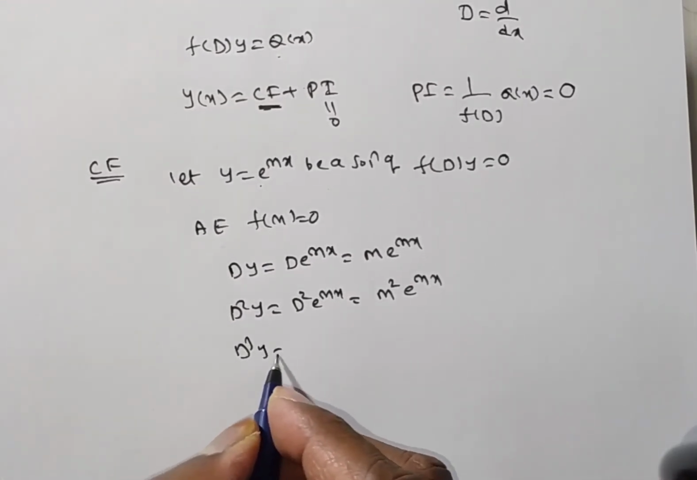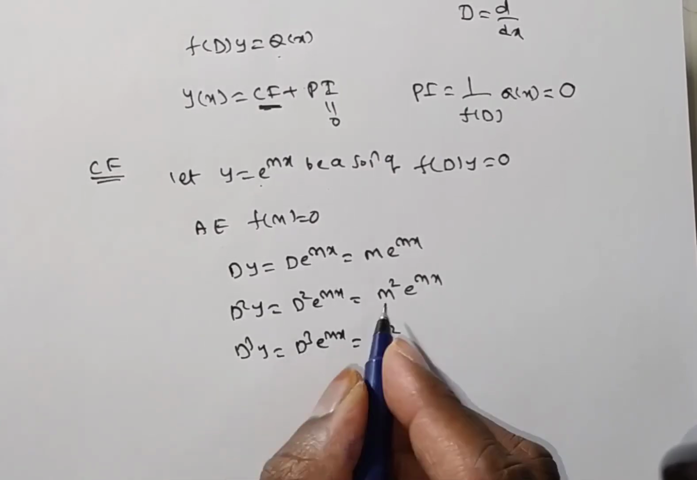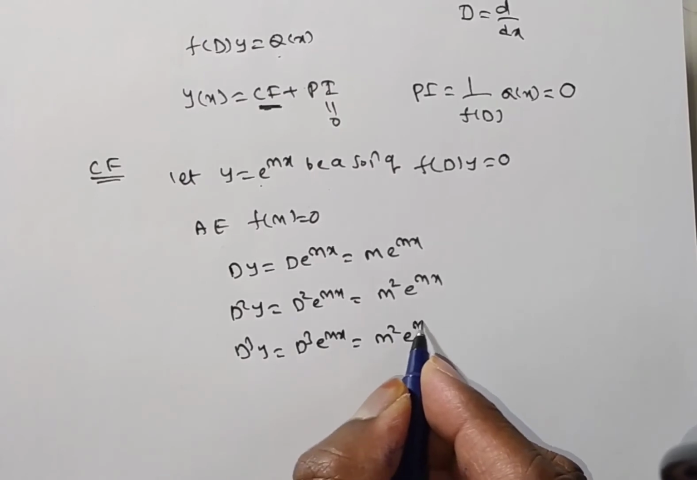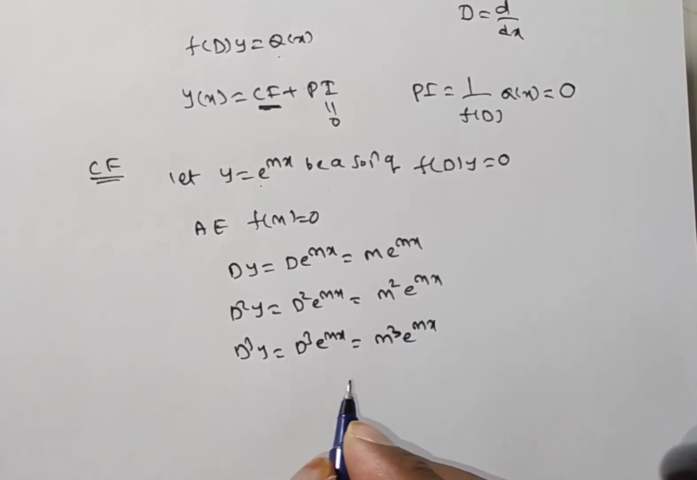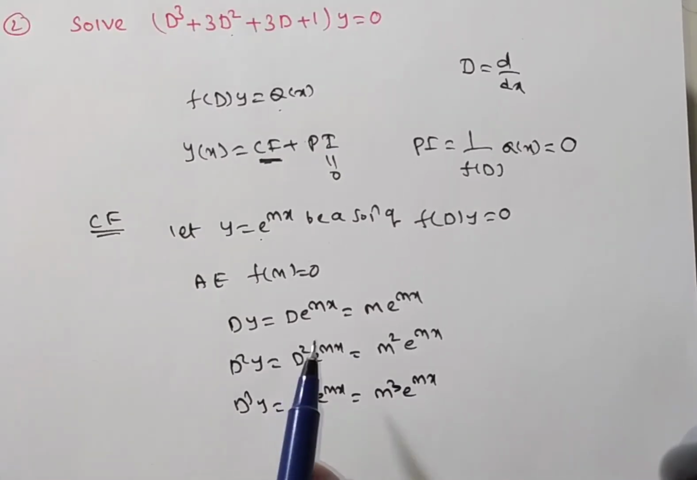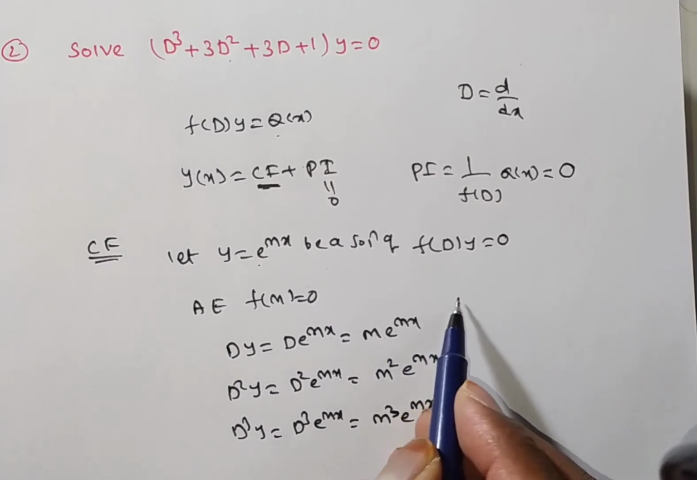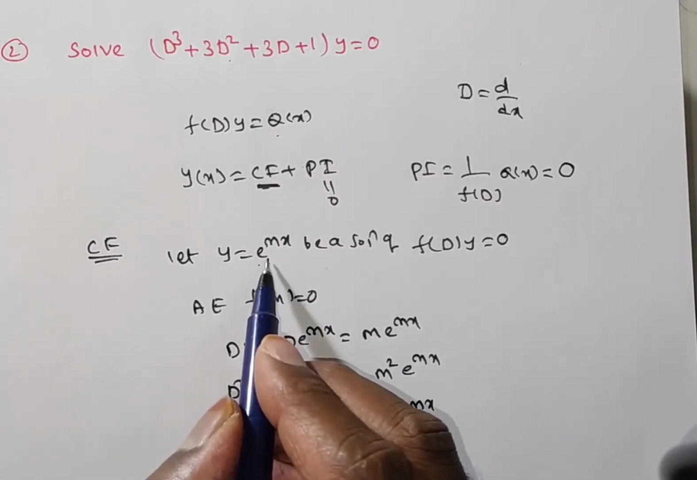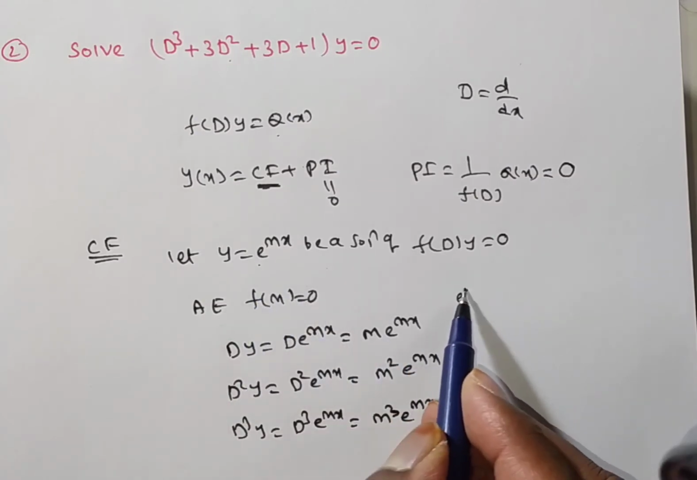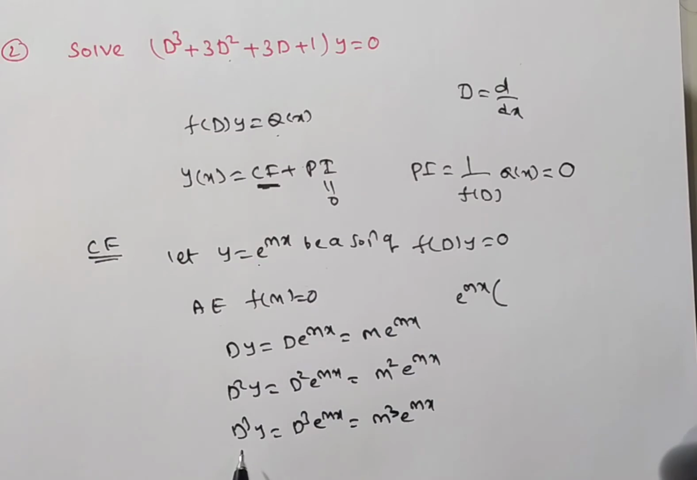Now d cube y is equal to d cube of e to the power of mx. Twice you are done already, that is m square into e power mx. Now e power mx derivative is e power mx into m, so you will have m cube. Now you observe, friends, we need to write all these values in the given equation. Then you will have e power mx, e power mx, e power mx, and y also containing e power mx. So I can take e power mx common.